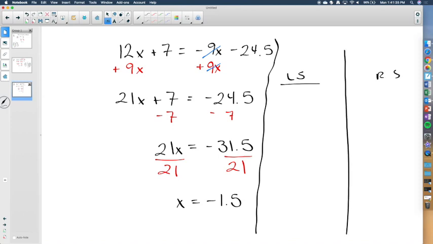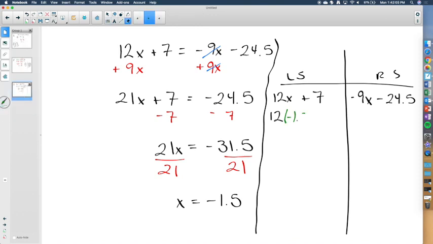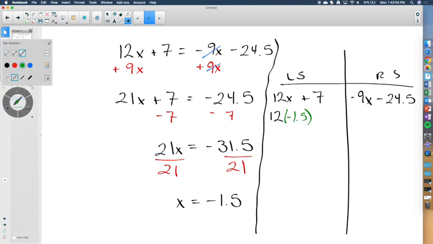Let's quickly check to make sure we have the right answer. I'm going to go 12x plus 7 on the left, and negative 9x minus 24.5 on the right. Go back to your equation as it was originally before you started doing anything to it. So instead of x, I'm going to fill in negative 1.5. And we'll add the 7.